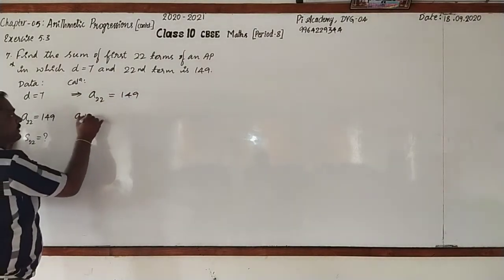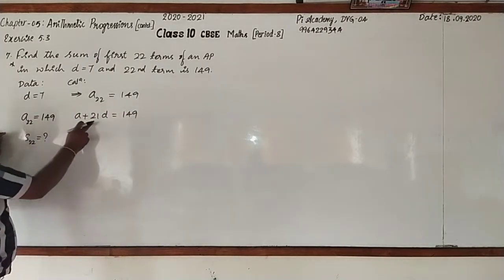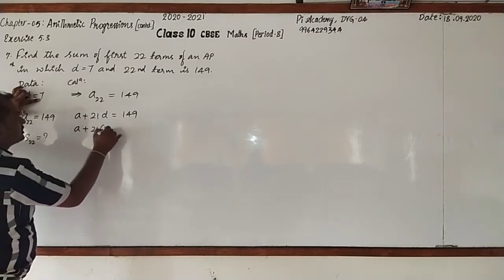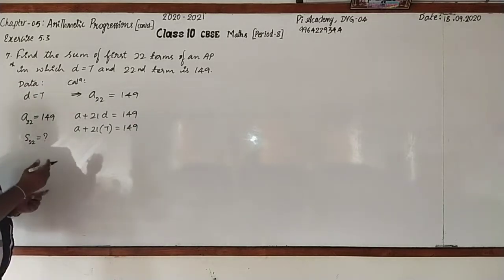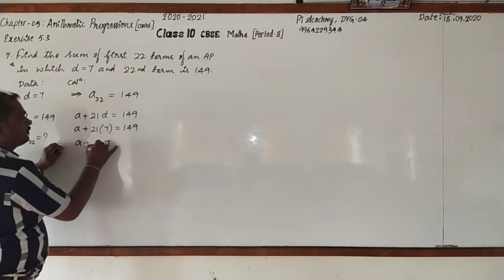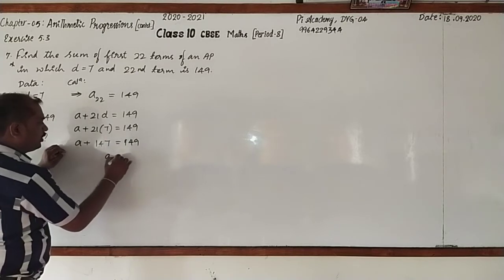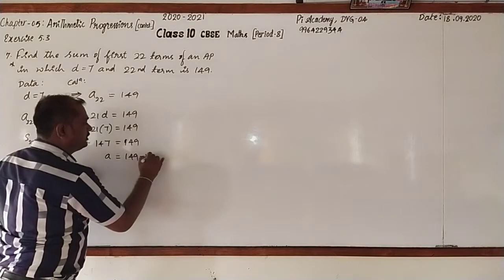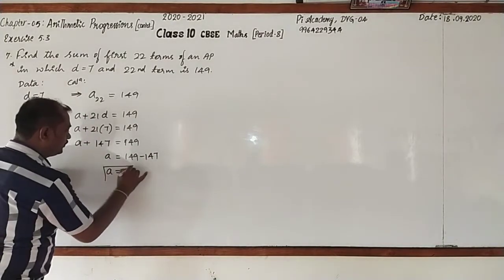A22 is a plus 21d is equal to 149. See that? Where d is 7. A plus 21 into 7 is equal to 149. Got it? This will be easier. A plus 21 sevens are, 7 ones are 7, 7 twos are 14, 147. It is equal to 149. We want a. Transfer 147 to the right hand side. It becomes minus 147. Then a is equal to 2.